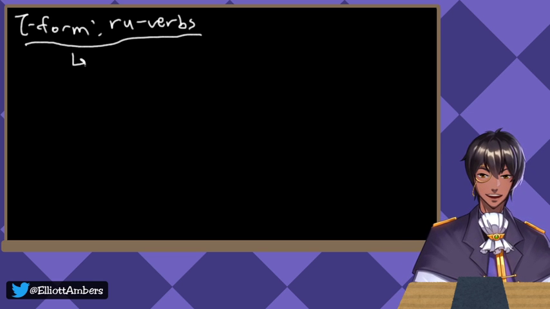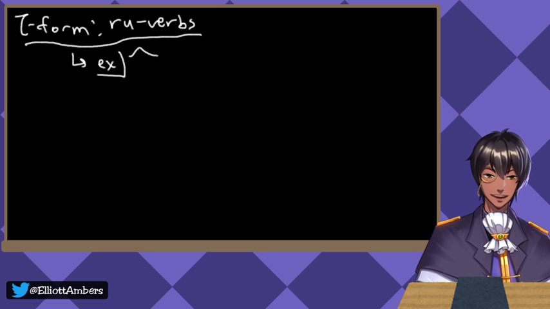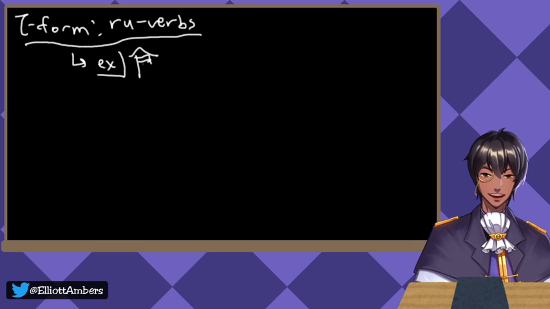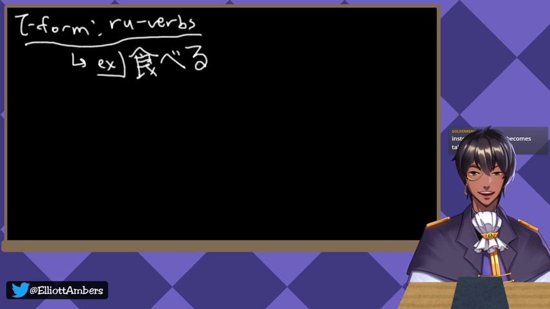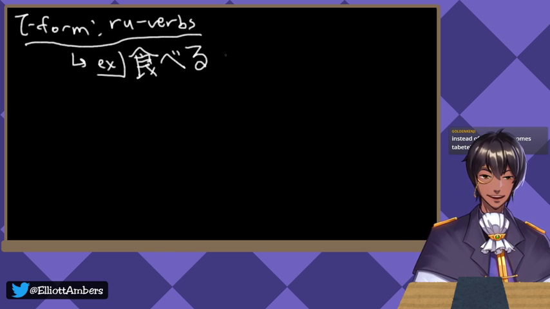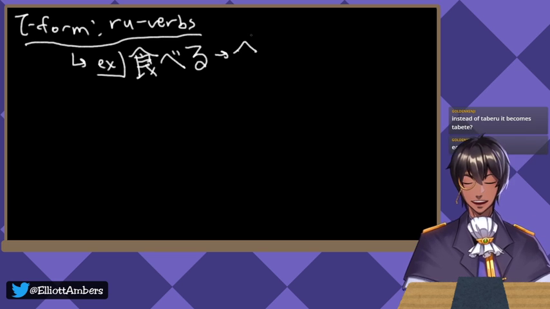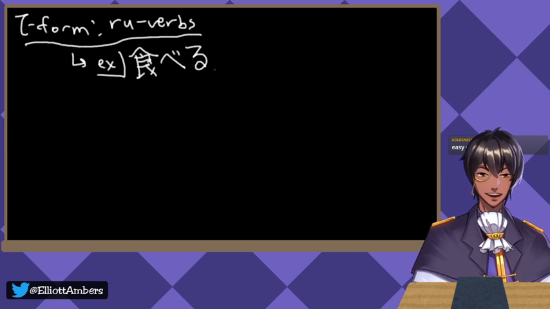So, examples of ichidan verbs are, like I said earlier, taberu. Exactly, very simple. The ru gets dropped and becomes tabete. Actually, I'm not even going to write the rule yet. Just examples. Taberu becomes tabete.